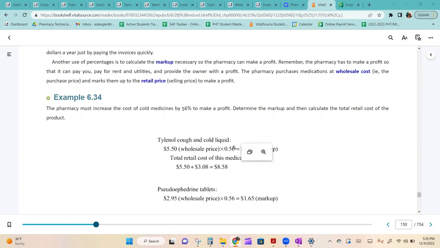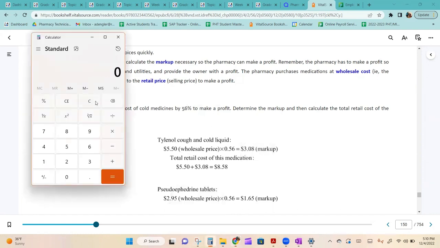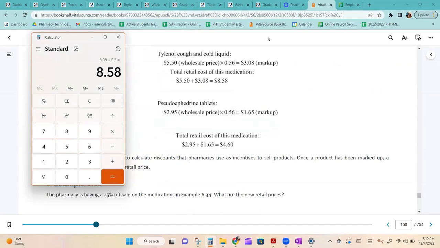So it's Tylenol, cough and cold, $5.50 is the wholesale price. And 56% we want to turn into a decimal. So if we do 56 divided by 100, we get 0.56. And then we would multiply that by the 550, the amount that we paid, and that would be that we need to mark the medication up $3.08. So we would just add that on to the 550. And that's $8.58.